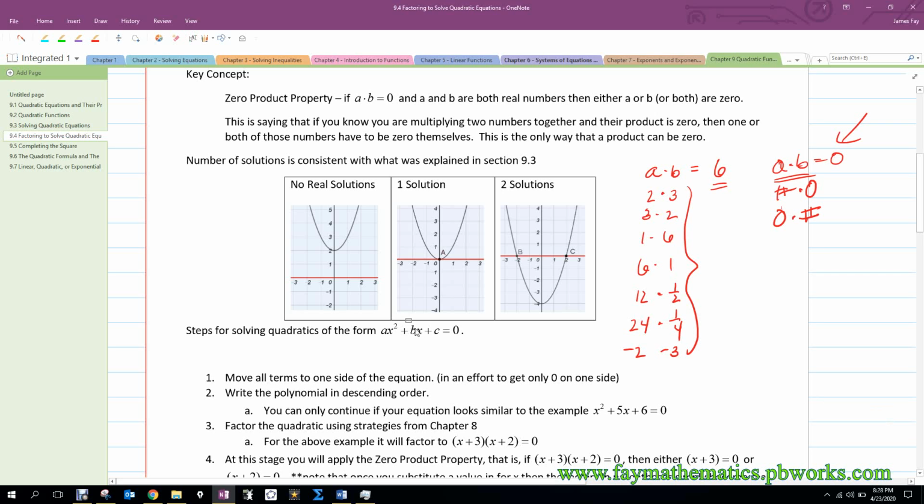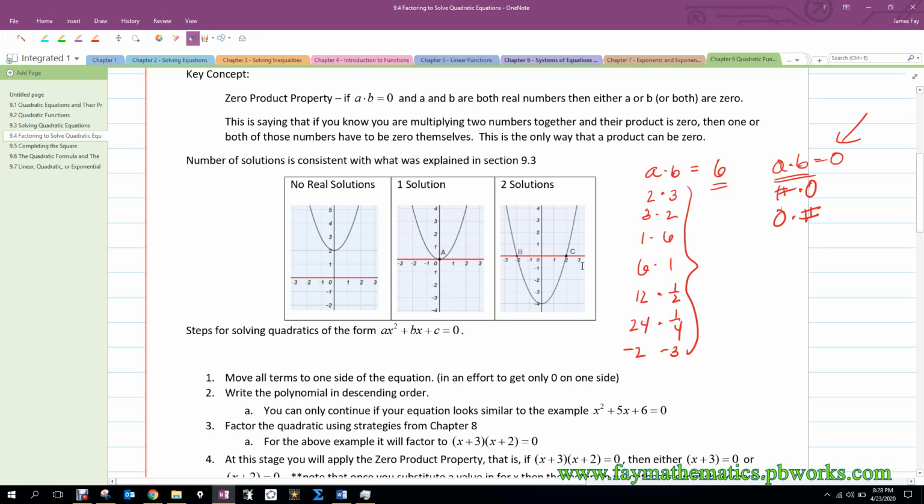We're going to use it when we work with this quadratic with the bx term incorporated. Still going to have the number of solutions that we had. It's still a quadratic equation, so the same solutions I talked about in 9.3 are going to exist here. So you can have 0 solutions, 1 solution, or 2 solutions. And graphically, again, it's where the parabola crosses the x-axis.